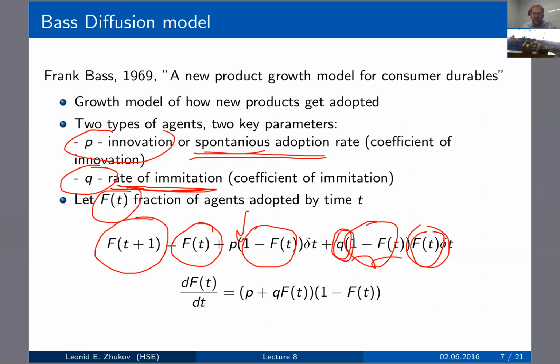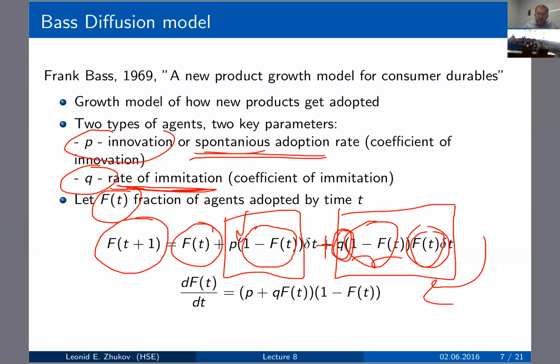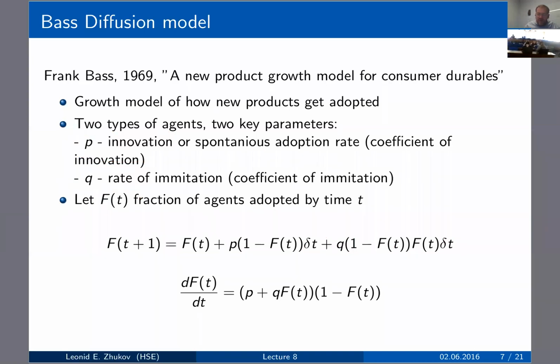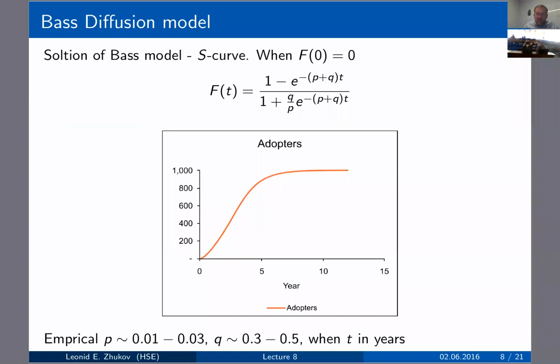If I want to know the change of the fraction of people as a function of time, I just add up those two processes: the process of spontaneous adoption, and the process of copycatting or imitation. Putting them together gives me a differential equation. I'm not going to show you how to solve it, but it's actually very easy to solve. As a solution, you get this S curve, and it's called the Bass innovation diffusion model.